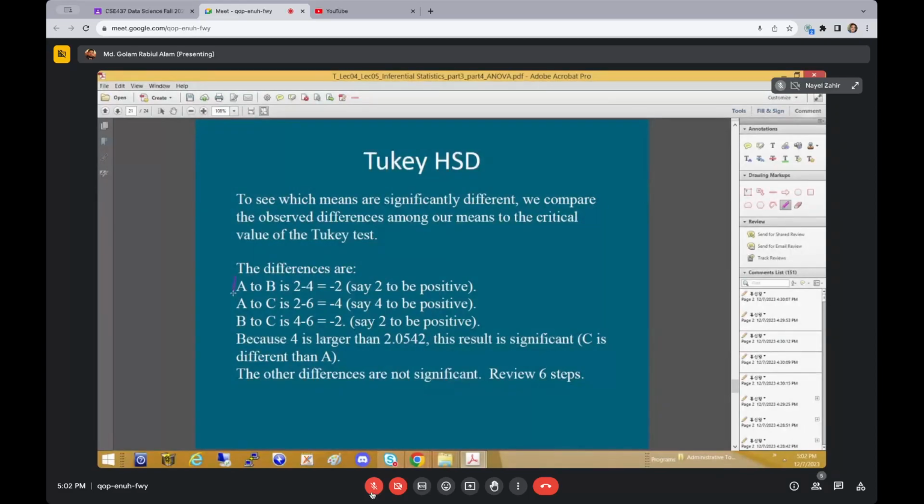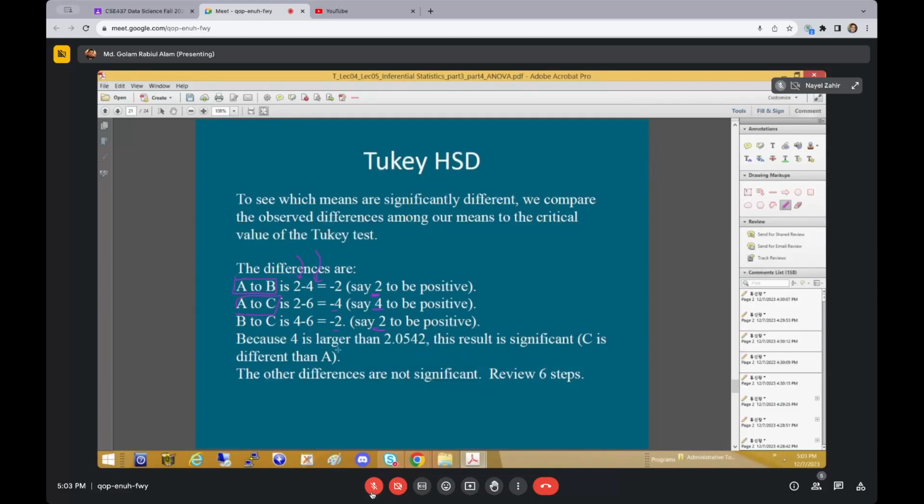At first we want to find the difference from A to B. The average of A, that is XA, is 2, and the average of method B is 4. So the difference is 2 minus 4, which is minus 2, and the absolute difference is just 2. For group A and group C, 2 minus 6 is minus 4, so the absolute difference is 4. And for B to C, B is 4 and C is 6, so 4 minus 6 is minus 2, which is 2.